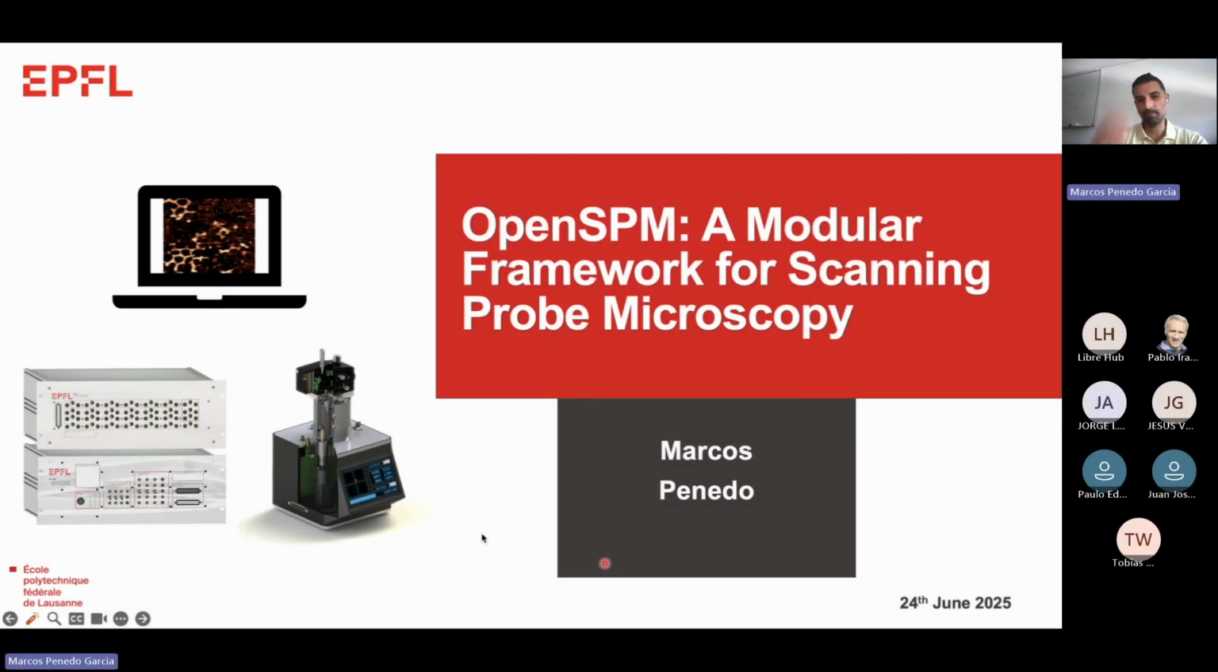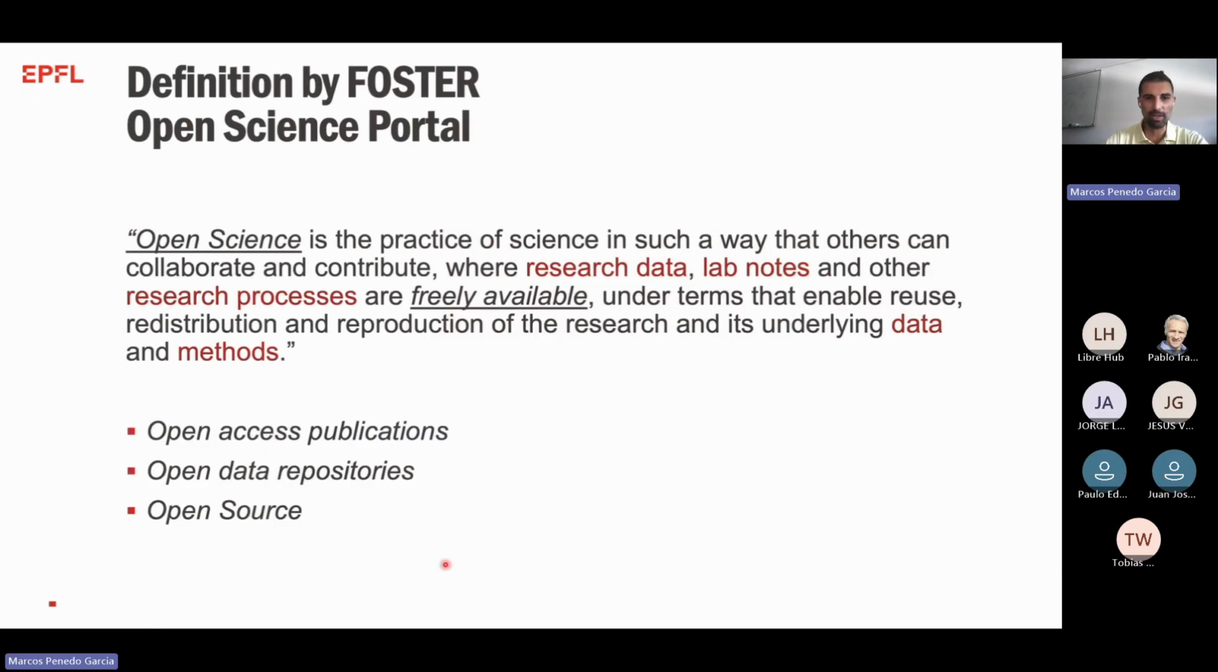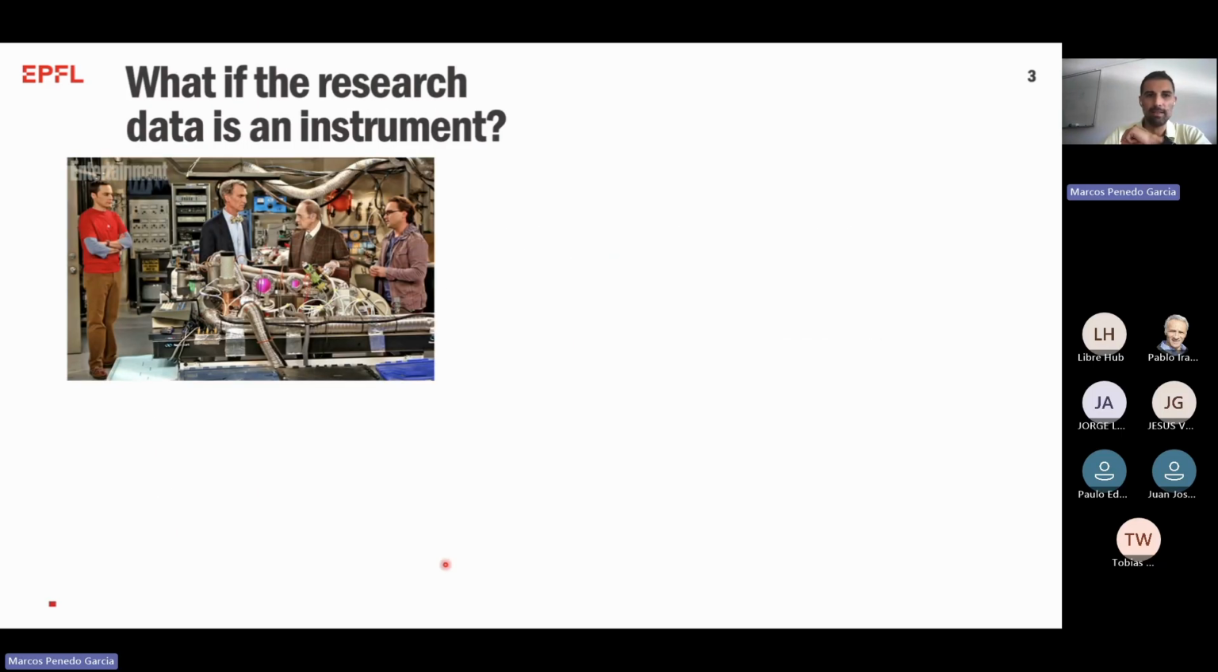I just want to start the talk with a little concept. Mostly everybody knows or has an idea of what open science is. You could think about data, lab notes, papers, images, or methods in general that are fully available. So you have repositories, or free access to publications, or open source databases. But what happens if the data is an instrument? In this case, it's a bit different.